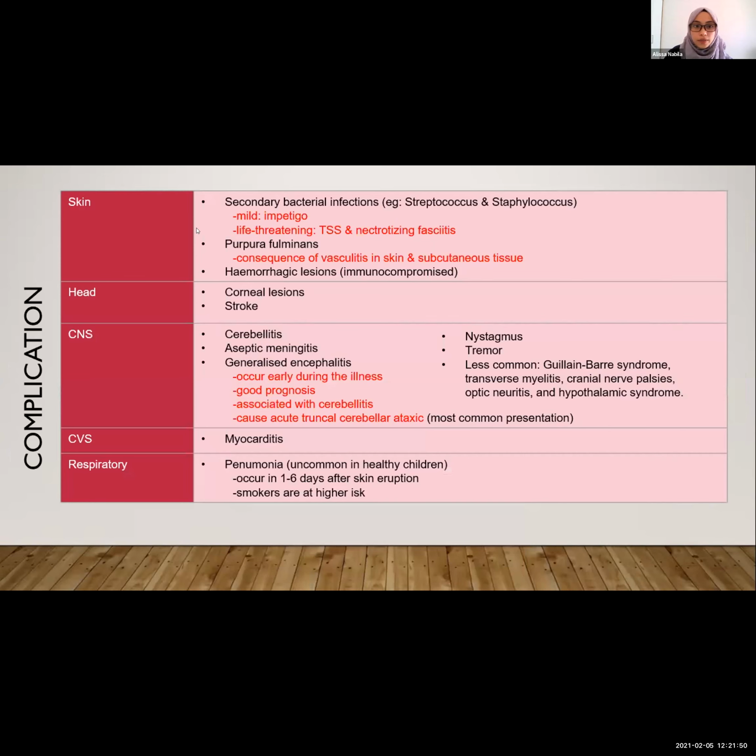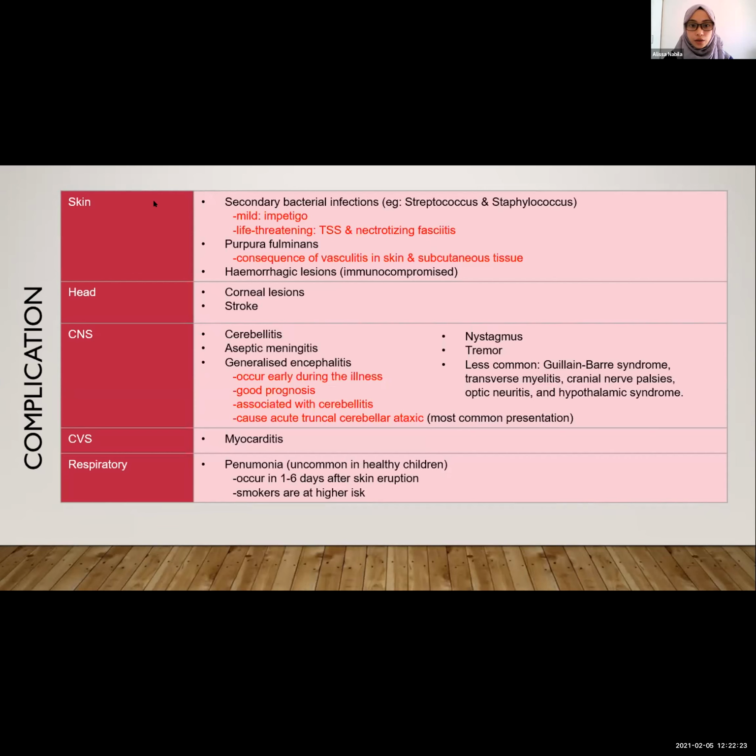For complications, the patient can get a secondary bacterial infection because of the marked pruritic rash. They tend to scratch their skin, causing broken skin, which facilitates the entry of microorganisms. It can usually be caused by streptococcus and staphylococcus, and the most common secondary bacterial infection is impetigo. But if the patient presents with a life-threatening secondary bacterial infection, it can be toxic shock syndrome and necrotizing fasciitis. They can also present with purpura fulminans and hemorrhagic lesions.